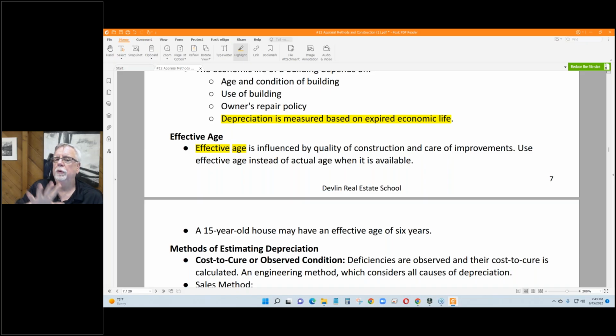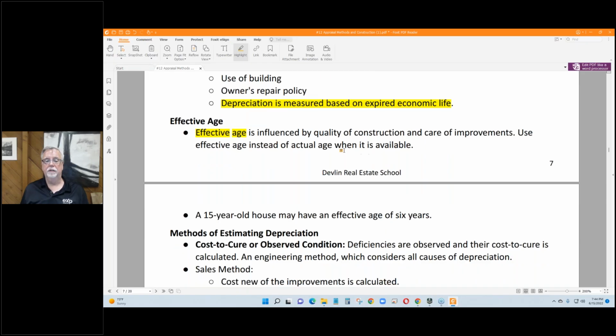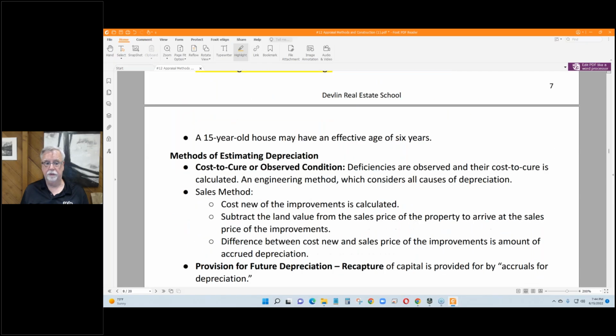So when we say that a building is 5 years old, remember my example, there's a 50-year life, which means 2% a year, and the building is 5 years old. When we say that a building is 5 years old, do we mean that a building is really 5 years old? Or do we mean that the building is effectively 5 years old? And the answer is we mean the building is effectively 5 years old. Effective age, and you would use it instead of actual age when you could.